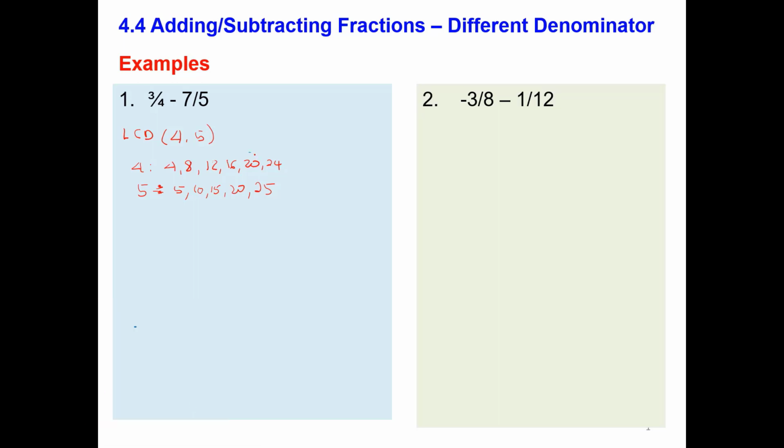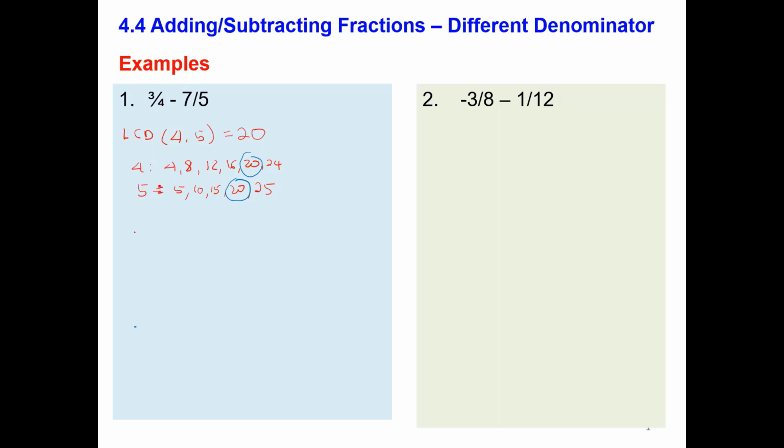And we'll say the LCD equals 20. Then step number 1 is to find the LCD. Step number 2 is to find equivalent fractions with 20 as the denominator.